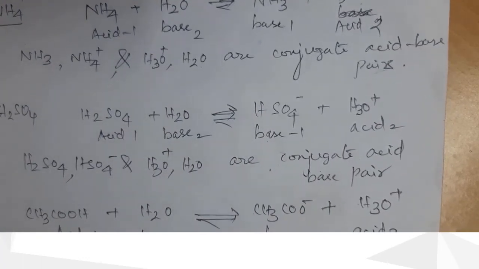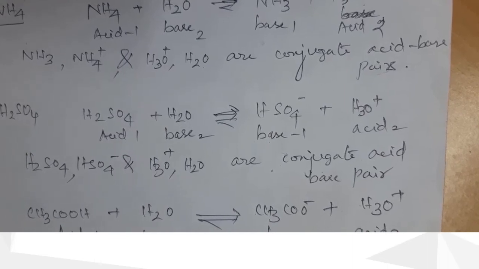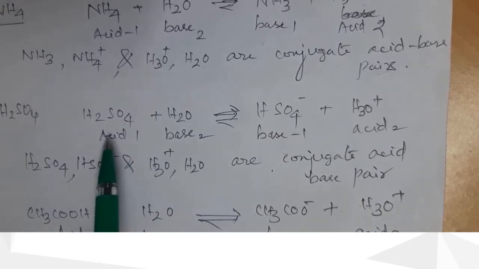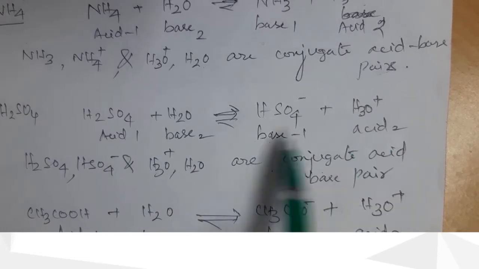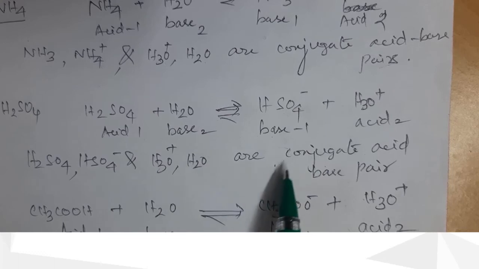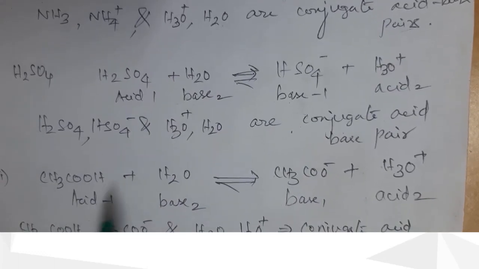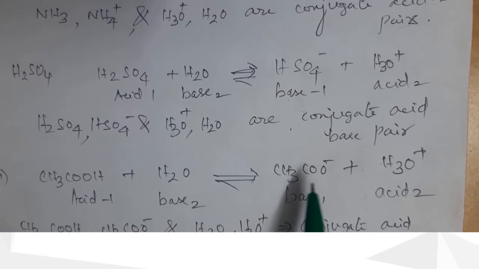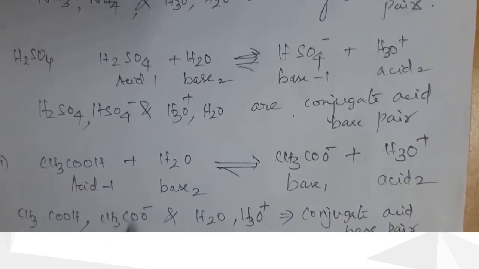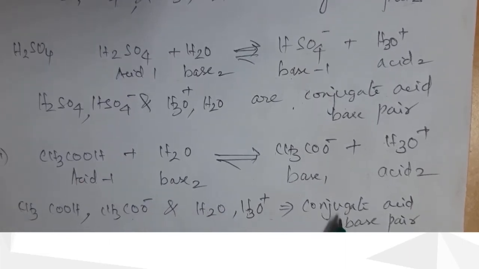Second one, sulfuric acid reacts with water to give bisulfate ion and hydronium ion. So acid 1, base 2, base 1, acid 2. Sulfuric acid and bisulfate ion are a conjugate acid base pair. Okay, and hydronium ion and water are a conjugate acid base pair. Acetic acid dissolves in water to give acetate ion and hydronium ion. Acid 1, base 2, base 1, acid 2. Acetic acid and acetate ion, water and hydronium ion are conjugate acid base pairs. Okay, thank you.